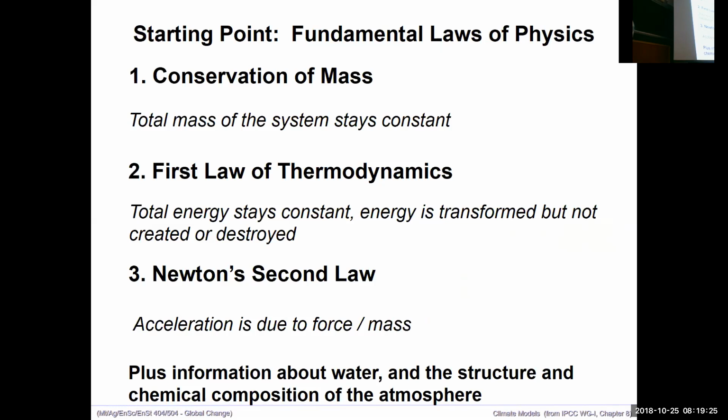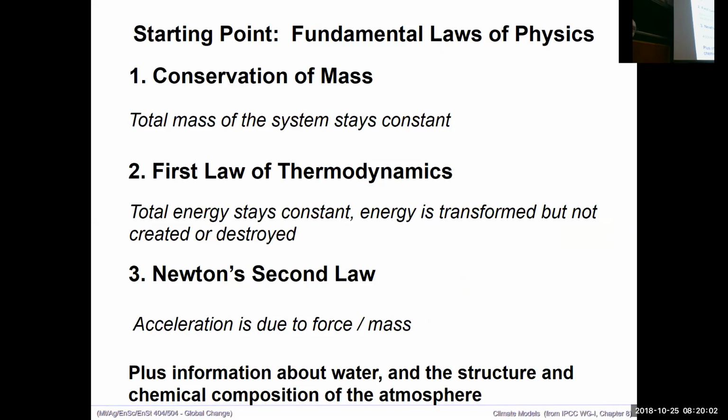The first law of thermodynamics says that total energy stays constant and energy is transformed, but it's not created or destroyed. And that's really important because these grid boxes are going to exchange energy according to number 2, and mass, like water vapor and air molecules, the various kinds of molecules in the atmosphere, according to item number 1 here. And things are going to move around. And we know that because the Earth is a solar-powered water cycle machine. That's what our weather's all about.